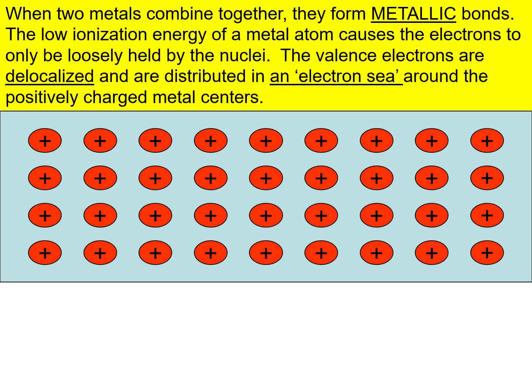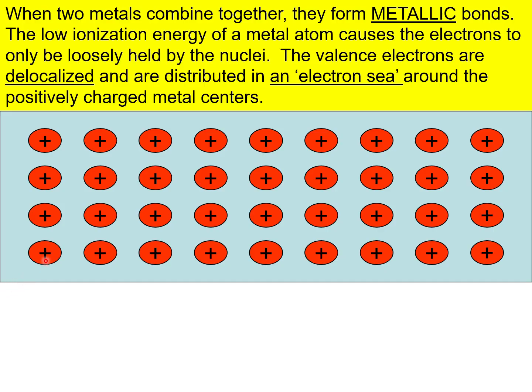So we're going to start out with metallic bonds. When two metals combine together, they form metallic bonds. Kind of makes sense. Because of the low ionization energy of the metals, the electrons are not transferred, they're not shared, they just kind of go into a pool around the metal centers. This electron sea is due to the delocalization of the electrons, and they are surrounding the positive metal centers, the nuclei. So the core electrons are also going to be attached to the metal centers.